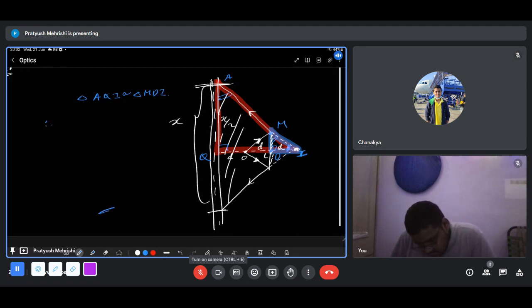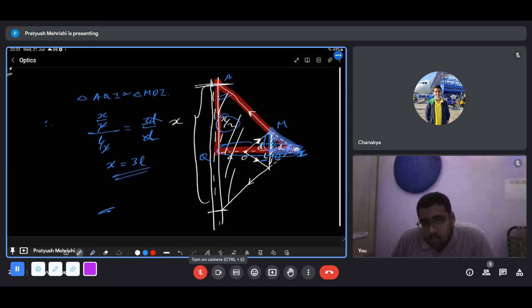Therefore, the ratio of sides will be equal. It means x by 2 divided by this side, which is L by 2, will be equal to the total length 3D upon this small length D. D and D will cancel out, 2 and 2 will cancel out, so x is equal to 3L. Got it now? 3L is our answer.